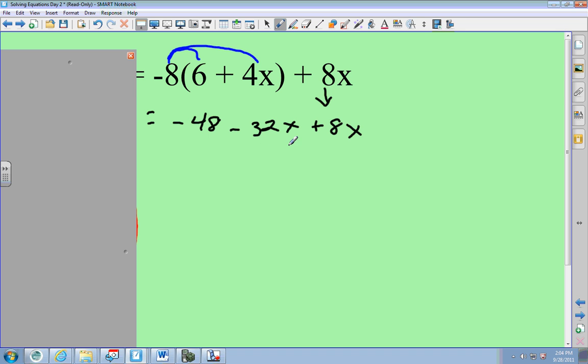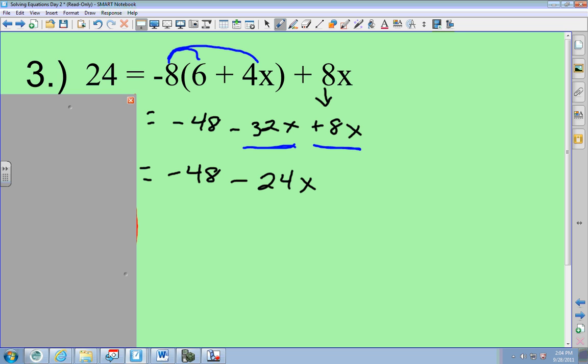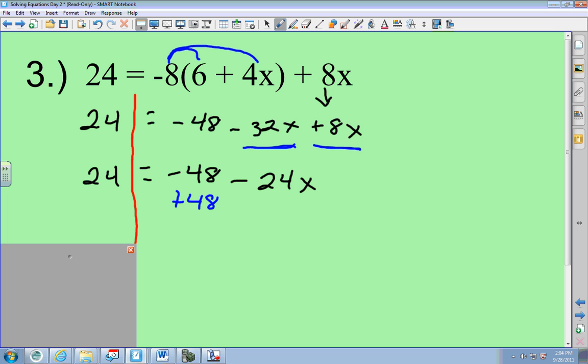If I look here, put my x's together, and what do I have? Negative 48, and then negative 32 plus 8 is negative 24x. Well, let's bring this down. I leave 24 right here. This is a simple equation to solve here, a two-step. I add 48 to each side.